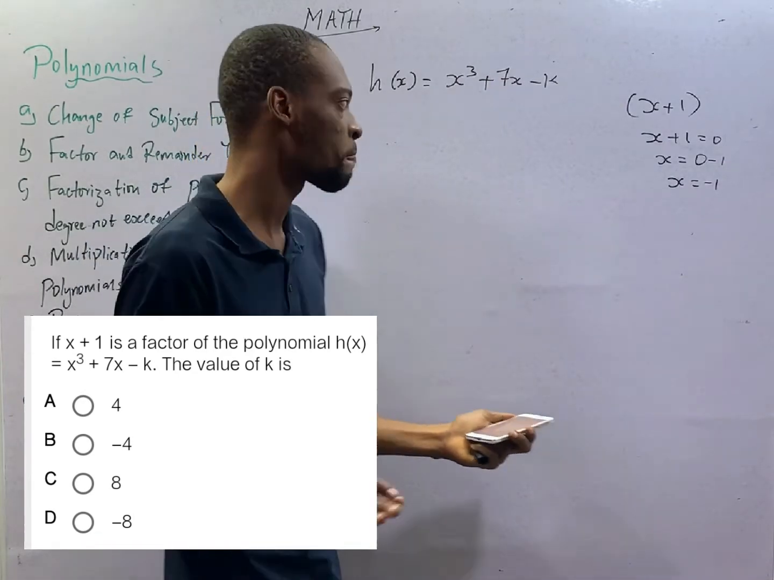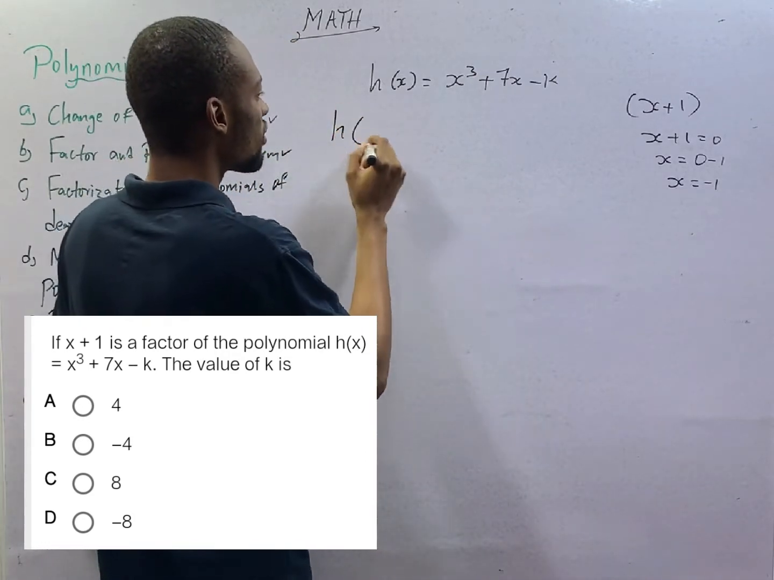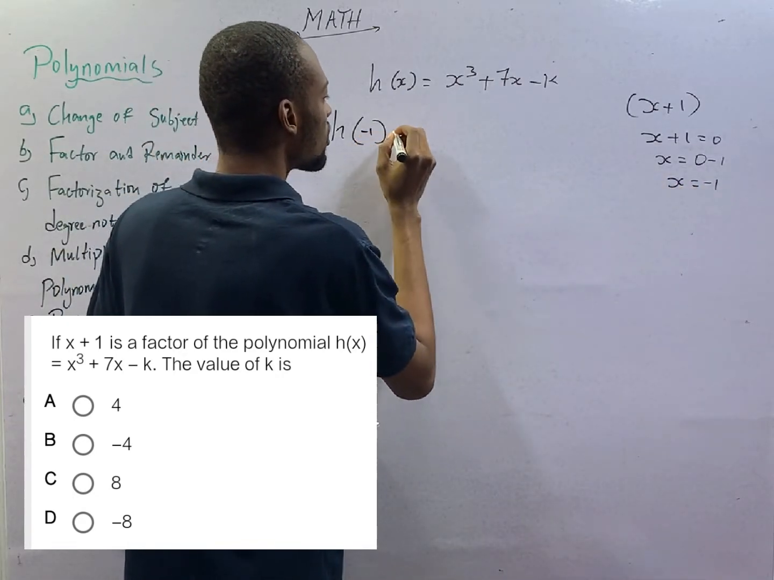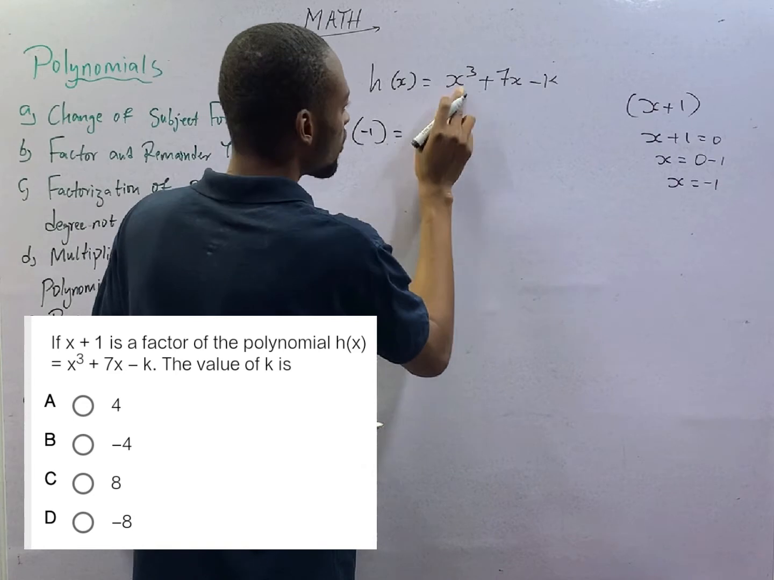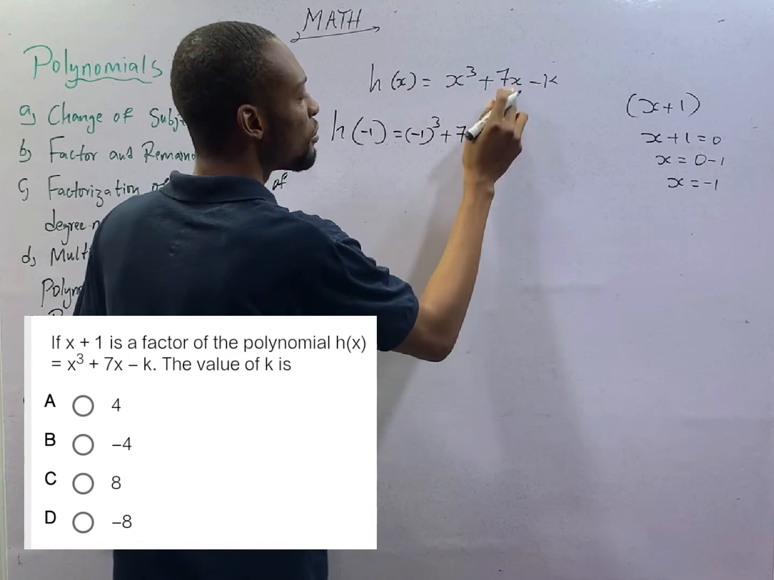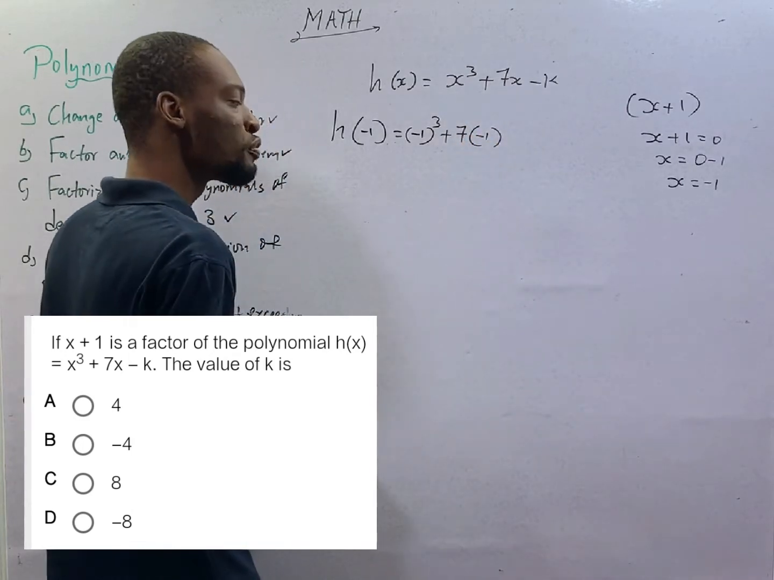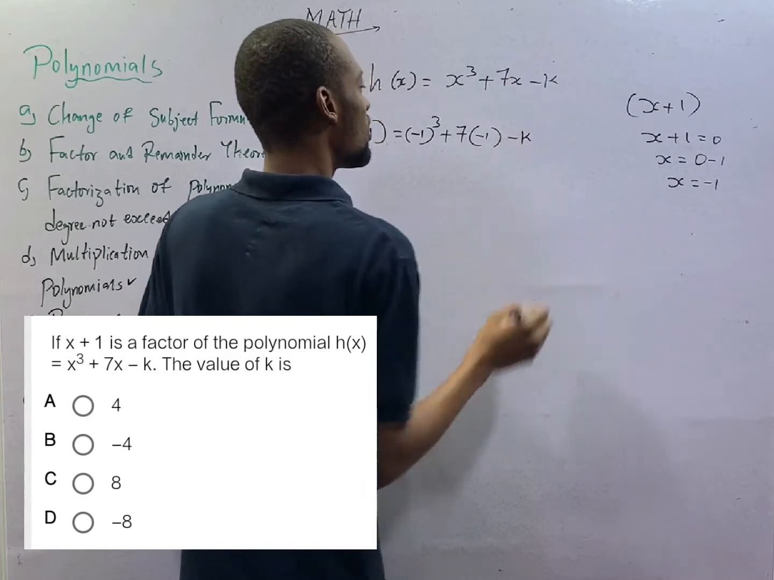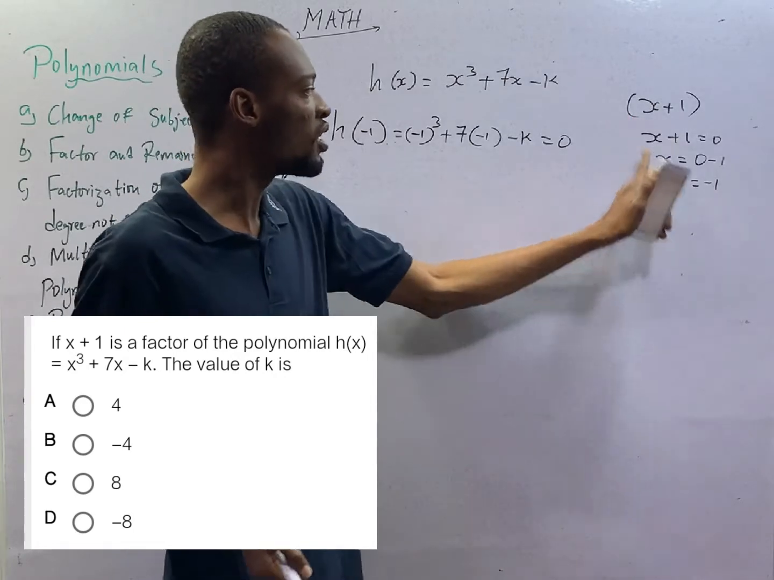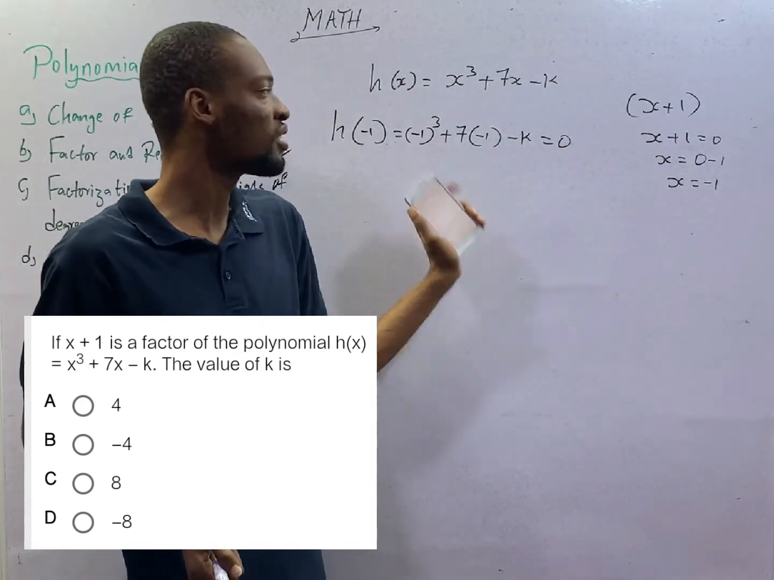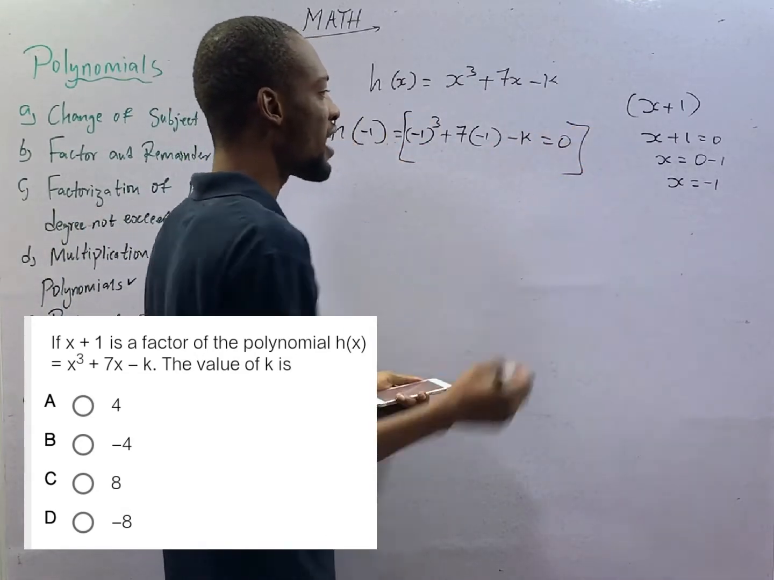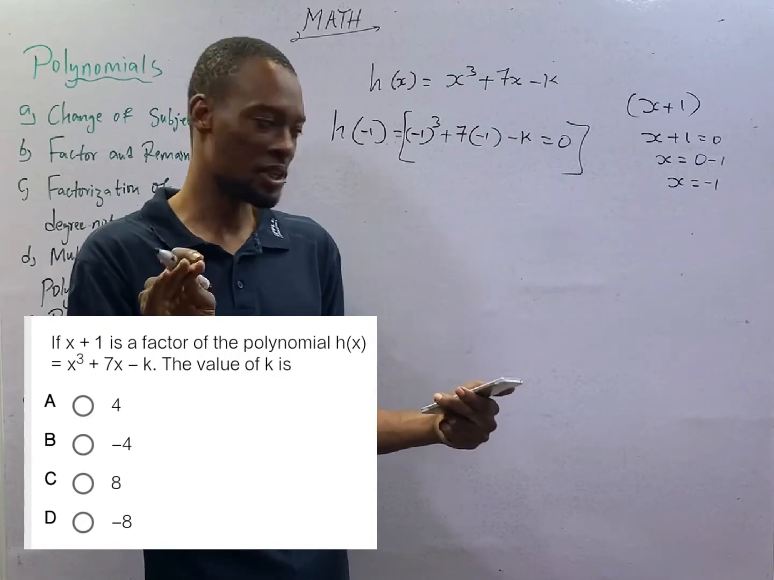So what does that imply? It implies that h of minus 1, because s is minus 1, h of minus 1 is equals, here is minus 1 raised to the power of 3 plus 7 times minus 1. Anywhere you see s, you put minus 1, minus k. Now what is it equal to? 0. Since this is a factor, if you substitute the value of s into the polynomial, you will get 0. Which means here and here are enough for us to get the value of k.